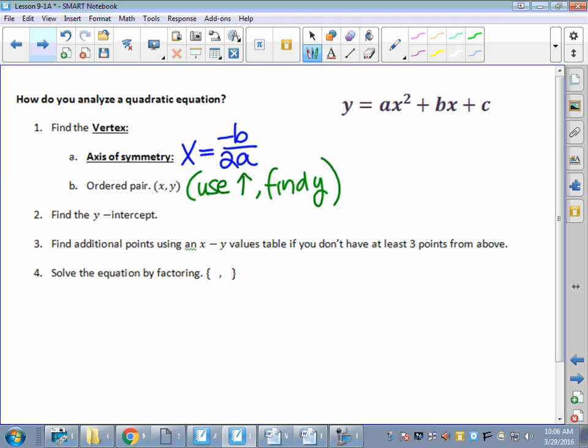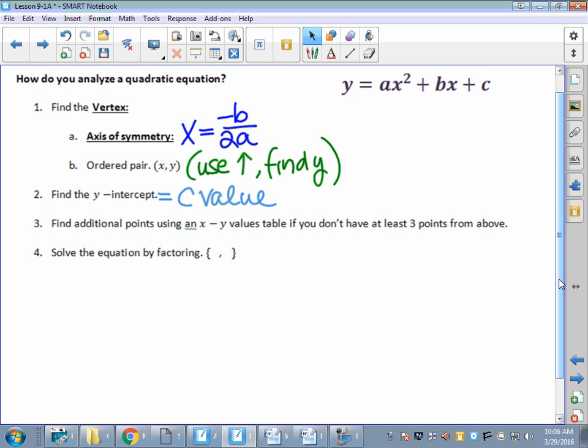The y-intercept, we mentioned up above, is always equal to the c value in the original equation. If there isn't anything, it's 0. So it's always equal to the c value. After you've got that, when we're actually graphing, we may need to find additional points using an XY table. We need to have at least 3 points, and we can use that symmetry or that mirror image from our axis of symmetry to help us out. But we may need to make an XY table.